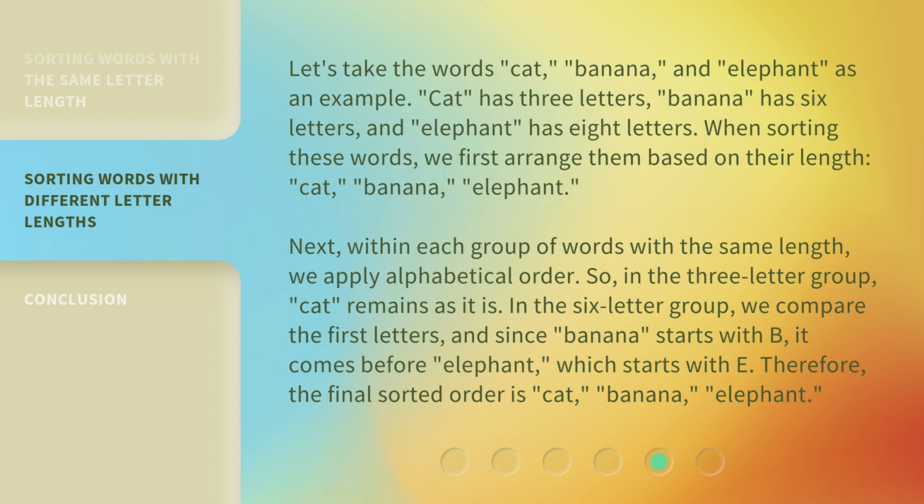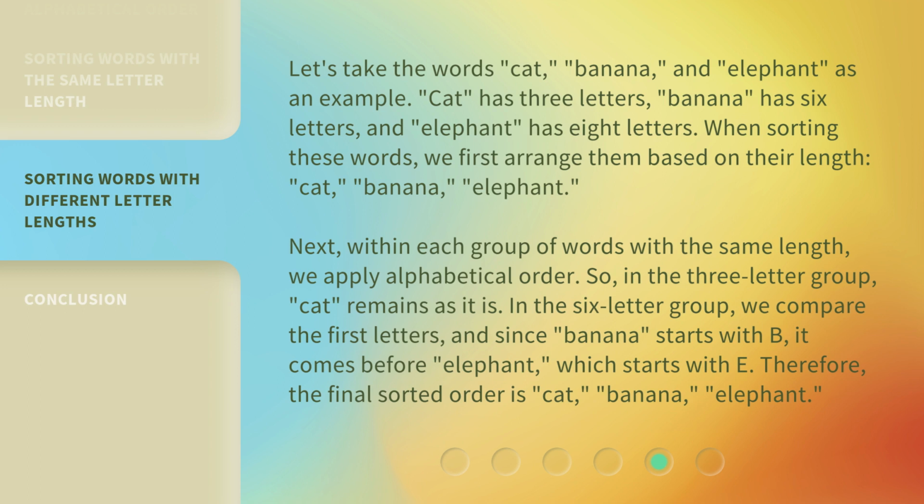Let's take the words cat, banana, and elephant as an example. Cat has 3 letters, banana has 6 letters, and elephant has 8 letters. When sorting these words, we first arrange them based on their length. Cat, banana, elephant. Next, within each group of words with the same length, we apply alphabetical order.